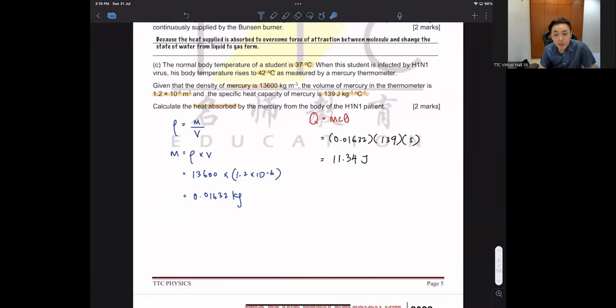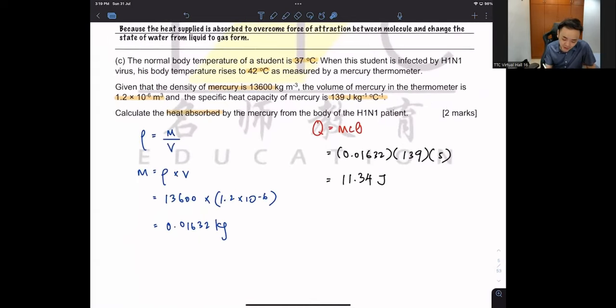Shouldn't the change in temperature be 42 minus room temperature? No. This is the body temperature of the person. Why do you relate it to room temperature? No. You are having this and then it becomes this.